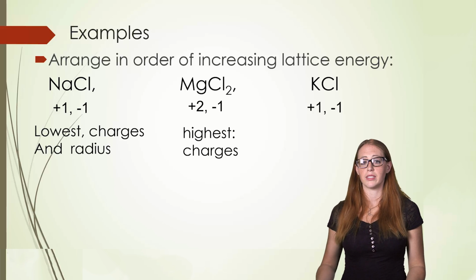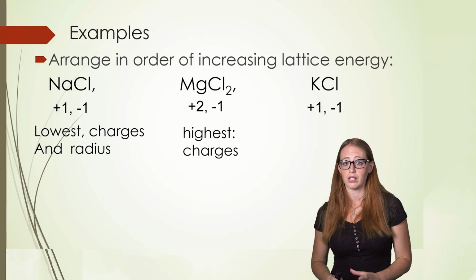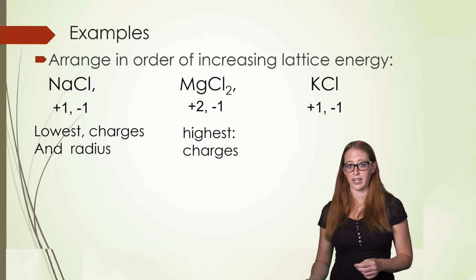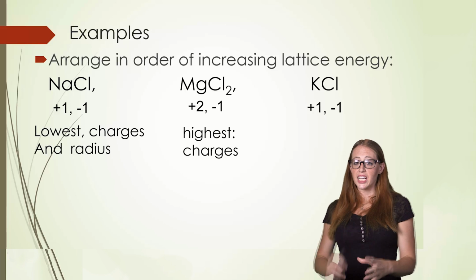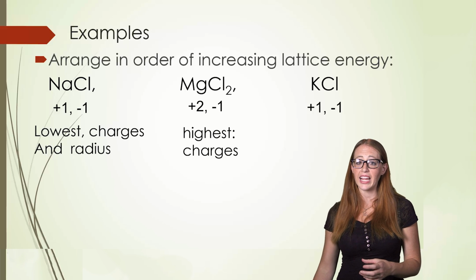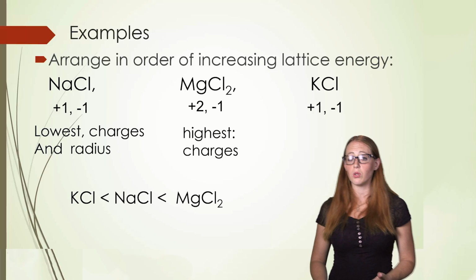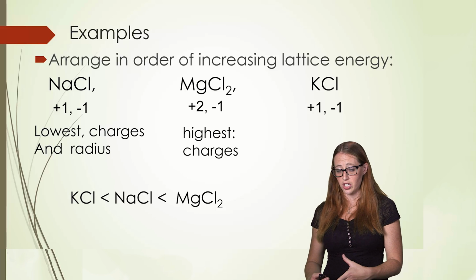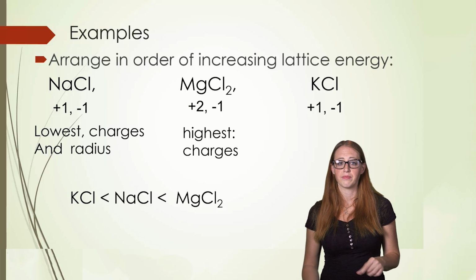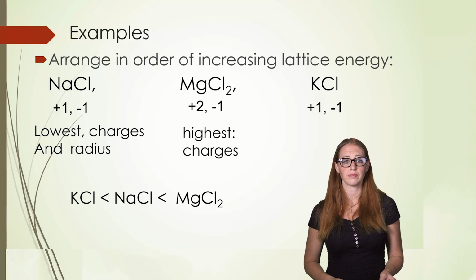We don't even have to worry about the chlorine, but the sodium and the potassium we have to compare. Sodium is smaller than potassium in size. So because its radius is smaller, it's going to have a higher lattice energy than the potassium chloride. So I'll say that one more time. Because sodium's radius is smaller than potassium's, it's going to have a higher lattice energy. And so when we rank these, the potassium chloride is the lowest because it has the lowest charge, and then of the ones we're comparing, the highest radius. And then sodium chloride, and then magnesium chloride because of its charges.